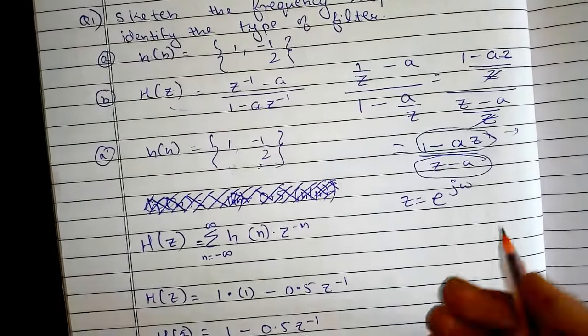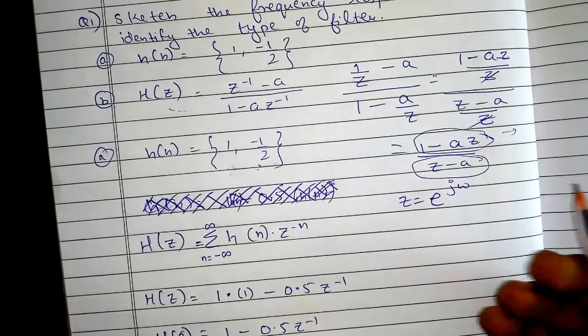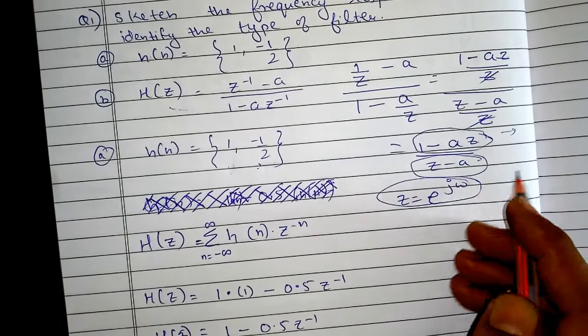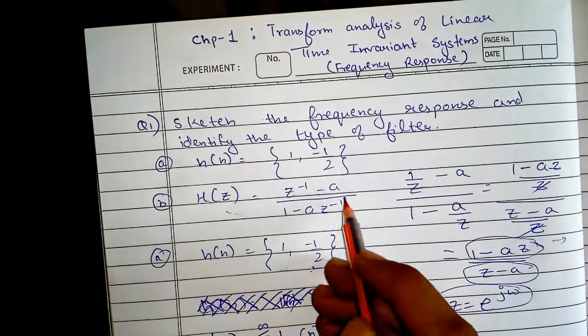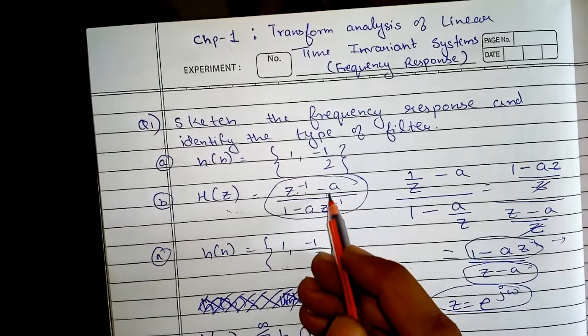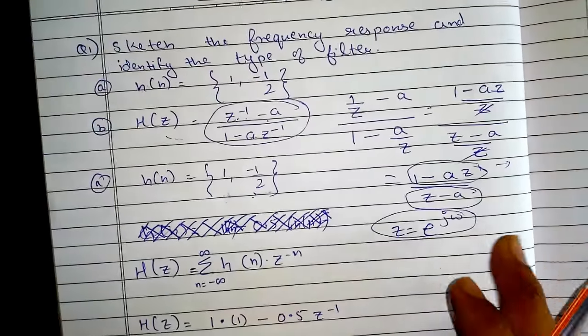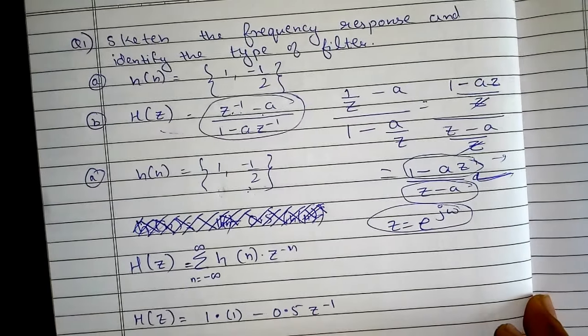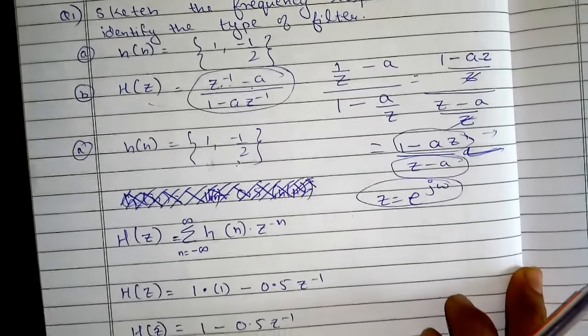After substituting z equals e raised to j omega, in which equation do you substitute it? You have to substitute z equal to e raised to j omega in the equation, wherever this z inverse part is present, or you can even substitute it here. The final answer that you will get will remain the same.